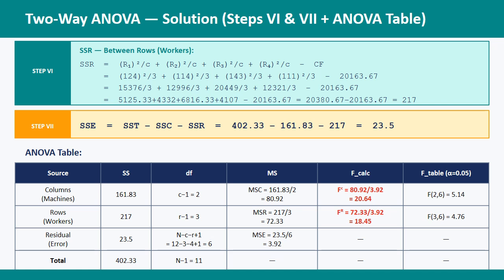be equal to 18.45. So this is going to be the calculated value, and from the degrees of freedom we can easily find the table value. So the table value for F at 2,6 at a 5% level of significance is going to be 5.14, and for rows, according to the degrees of freedom, the table value at F 3,6 at 5% level of significance is going to be 4.67.